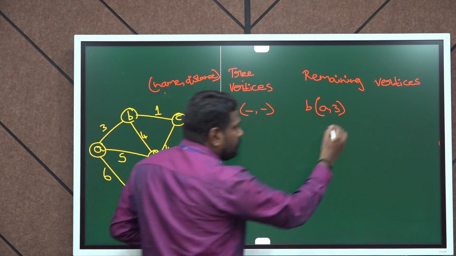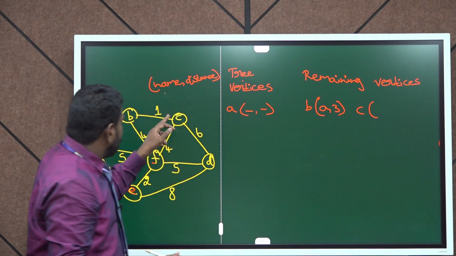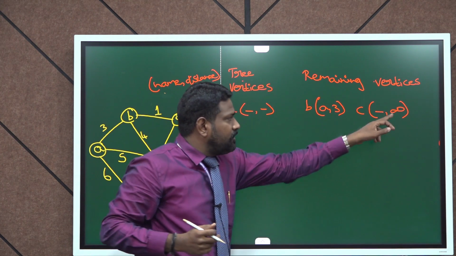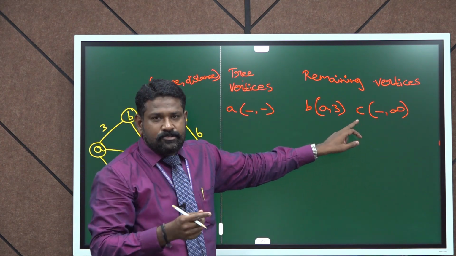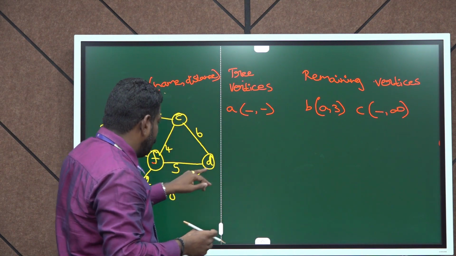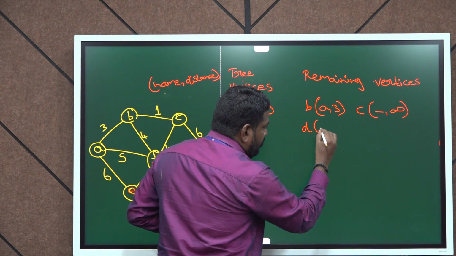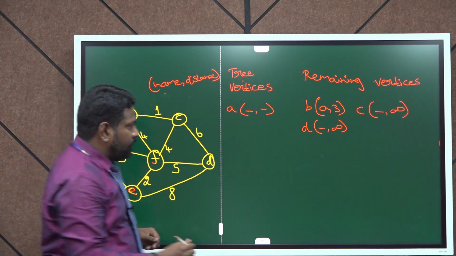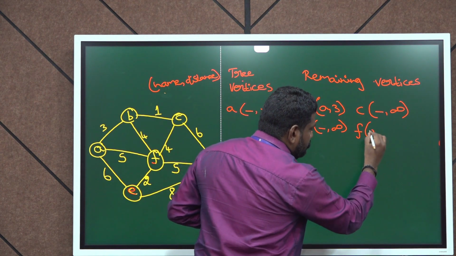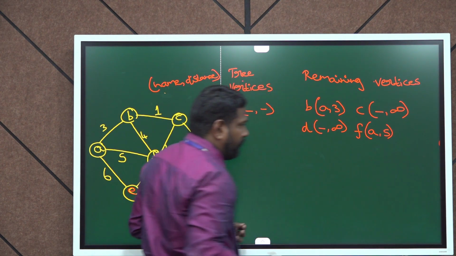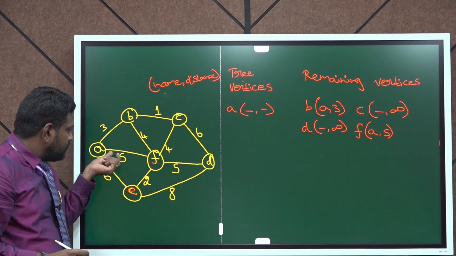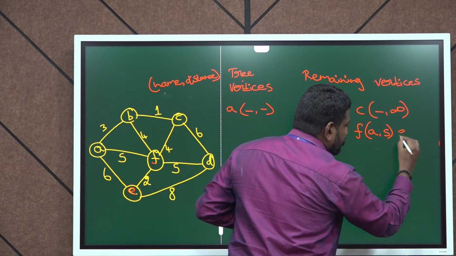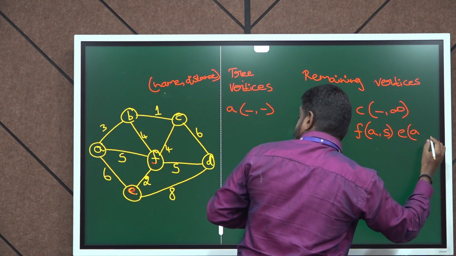Likewise for C, there is no edge from A to C, so I am marking it with hyphen comma infinity. Infinity means there is no edge between these two vertices. Likewise the next vertex is D. For D also, from A there is no edge, so I am marking it with hyphen comma infinity. For F there is an edge, so from A the distance is 5: there is an edge between A and F and the distance value is 5. Likewise for E, the distance value is 6.